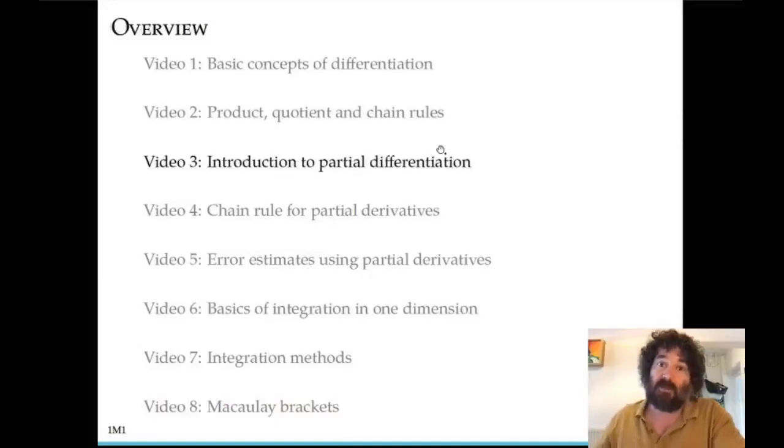Okay, in the next video we'll move on and talk about partial derivatives, which I believe is a new topic for most people.